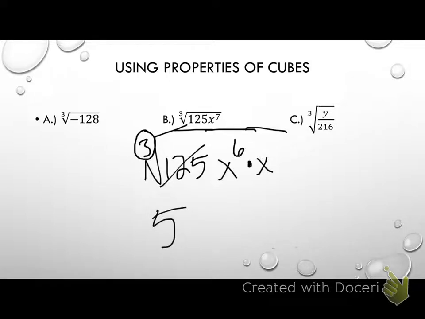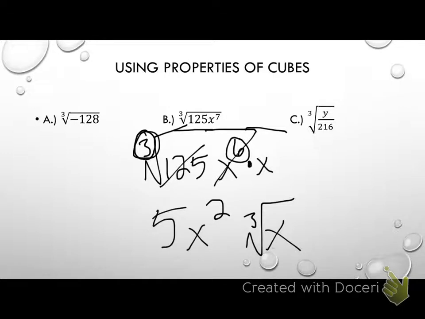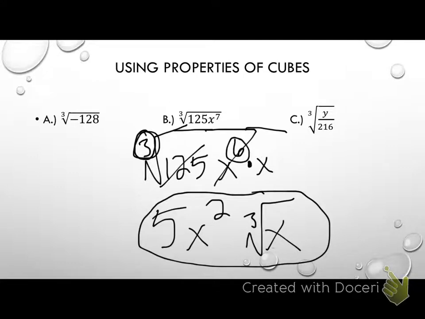The cube root of x to the 6th would be x squared. I just took my 6 and divided it by my index. That gave me my new exponent for x on the outside of the radical. I cannot take the cube root of x, so it just stays under the radical, and here is my simplified expression. So once again, you're just finding the biggest perfect cube that goes into your number under the radical, the radicand, and you take the cube root of it, and that is us simplifying our cube roots.